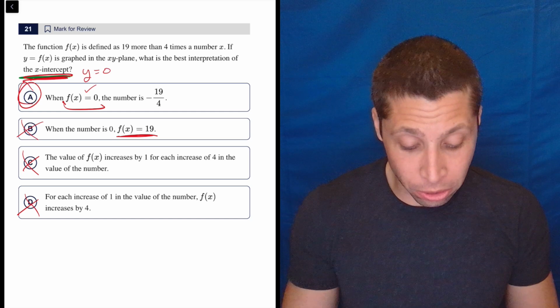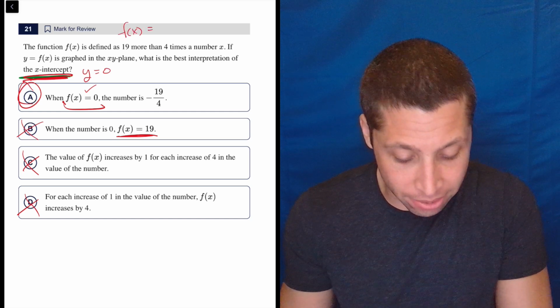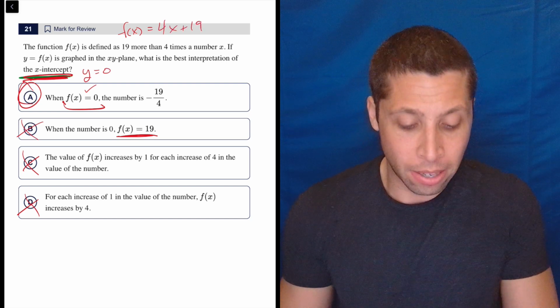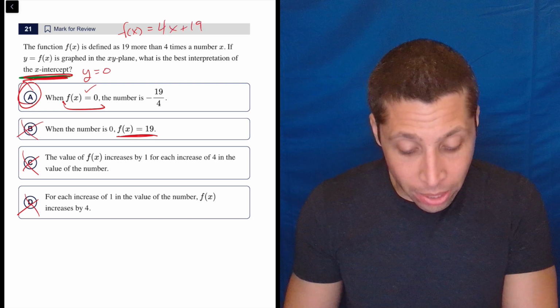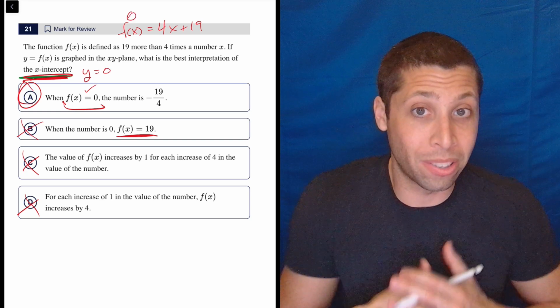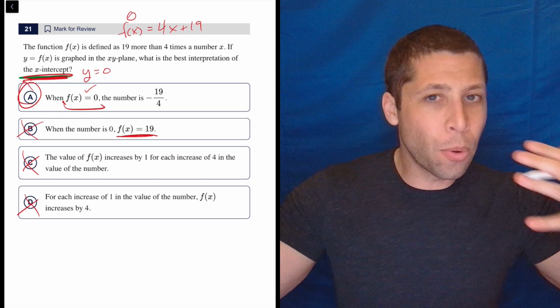I don't need to turn this into an equation. It's not hard to do. F of x is defined as 19 more than 4 times a number. So 4 times a number plus 19. So yes, if I put 0 in here for f of x, I would subtract 19, I would divide by 4, I would get negative 19 over 4. It's not hard math, but what are we doing?